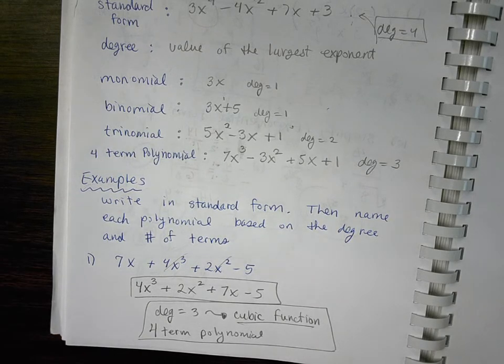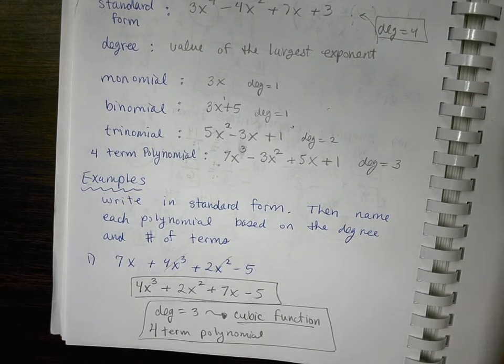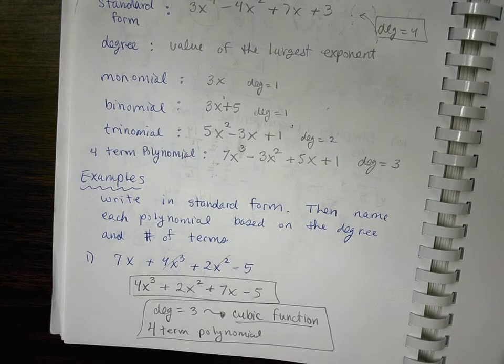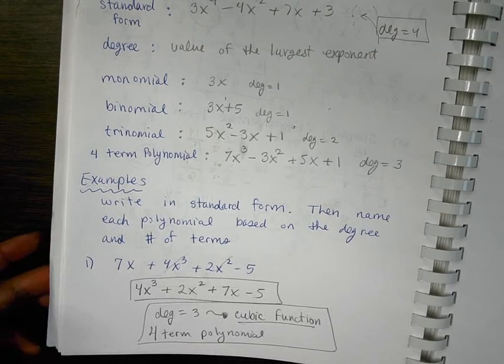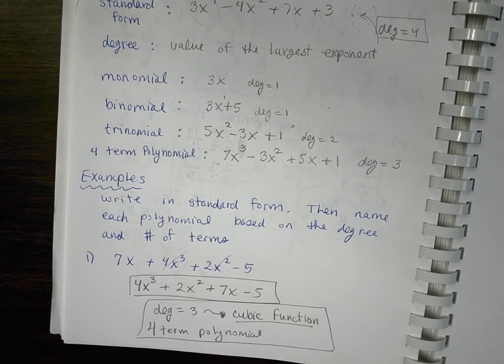I'm going to tell you what number 2 is then. Well, some people are finishing this one up. Negative 3 plus 5x. That's it. Negative 3 plus 5x. Write it in standard form. And then state the degree and the number of terms. That's the next one. Number 2 is negative 3 plus 5x.